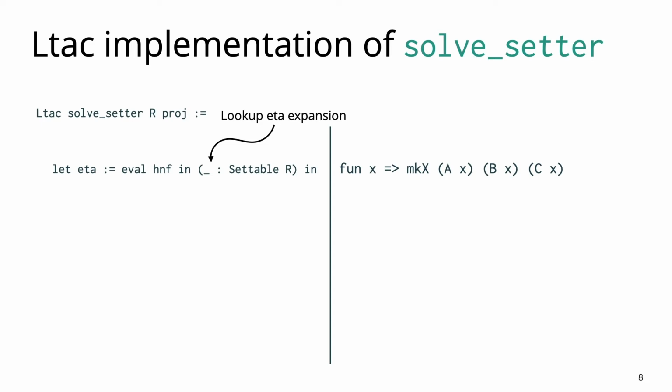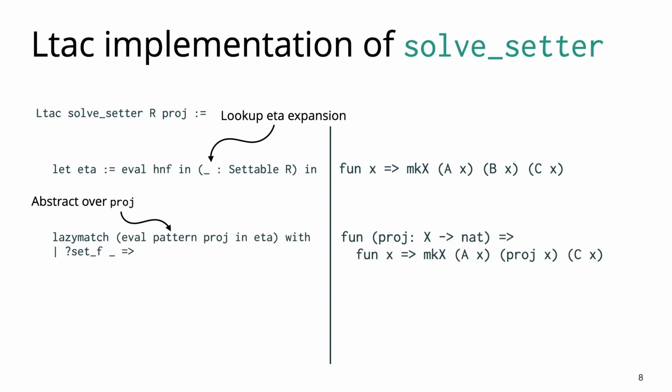This LTAC actually needs to look at the syntax of how the settable was constructed. It doesn't want to use it opaquely, so we eval HNF in order to actually produce the expression on the right side. So next, we want to take that B field and substitute something else for it. The way we do that is using the LTAC eval pattern proj construct. This abstracts over where proj appears in the expression, and recall that proj in this specific case is B, and it produces a function of an arbitrary projection.